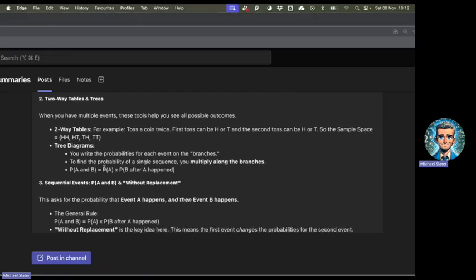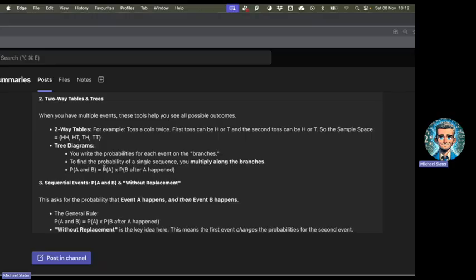You need to understand two-way tables and tree diagrams. When you have multiple events, two-way tables and tree diagrams help. Okay, a two-way table is useful. For example, if we're tossing a coin twice, the first toss can be heads or tails, and then we toss the coin a second time, it can be heads or tails.